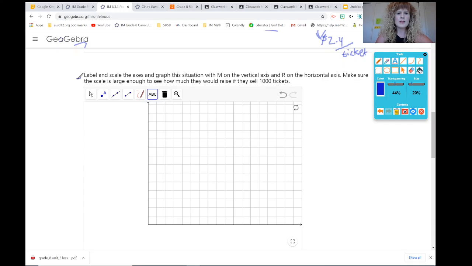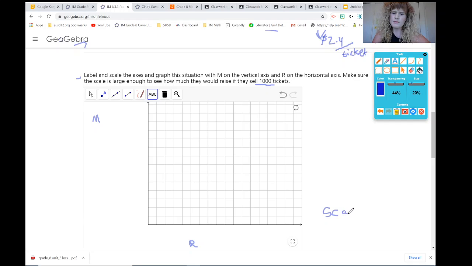Next, label and scale the axes and graph this situation with M on the vertical axis. Oh, now they're telling us that y equals m. M on the vertical axis and r on the horizontal axis. Okay, down here, this is r. Oops, I didn't write that neatly. Let me do it again. There we go. Make sure the scale is large enough to see how much money they would raise if they sell 1,000 tickets. Okay, back to scaling.